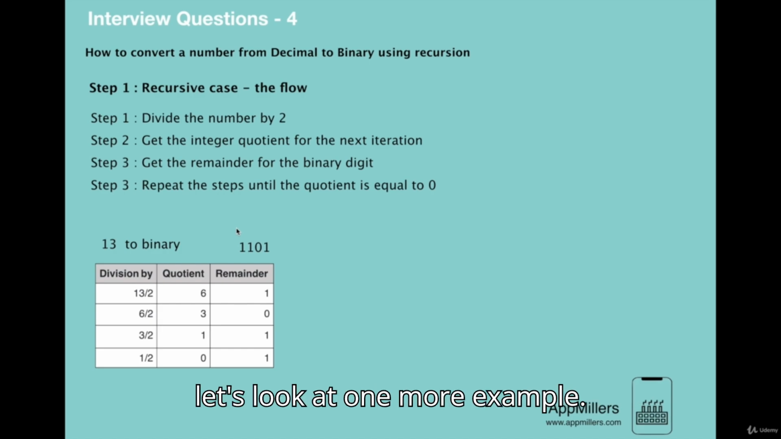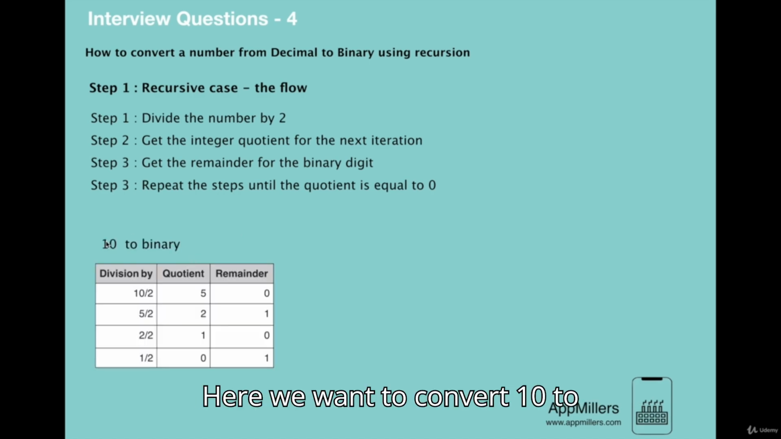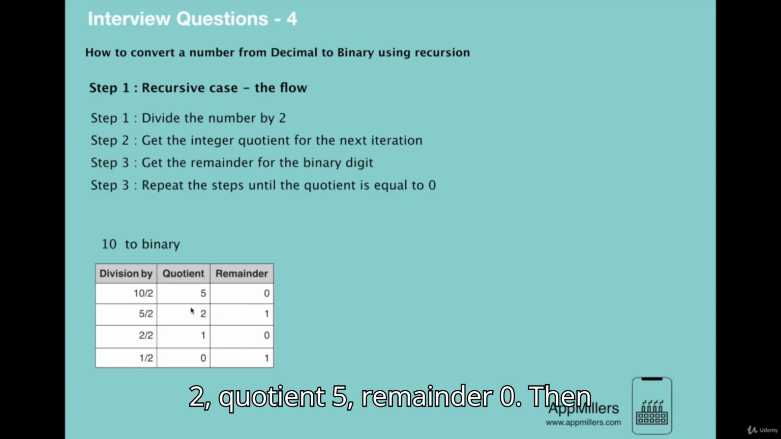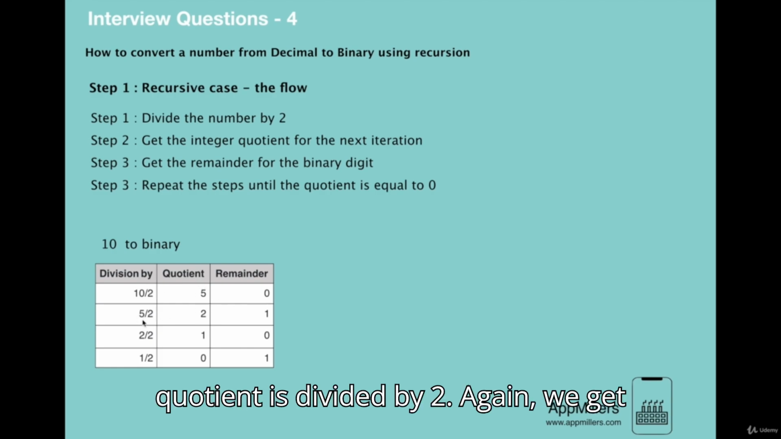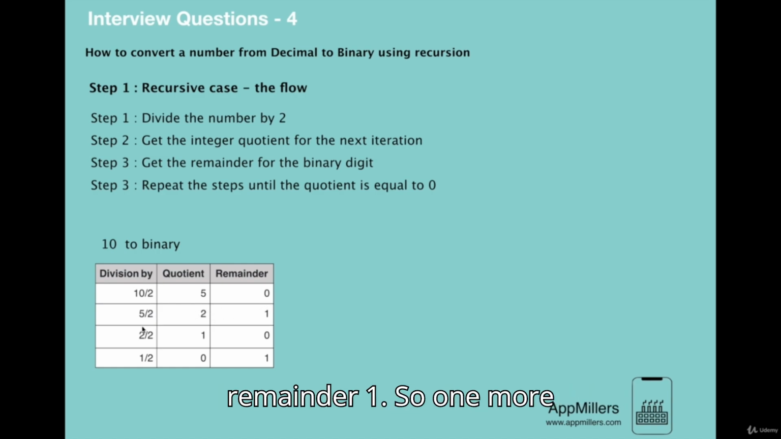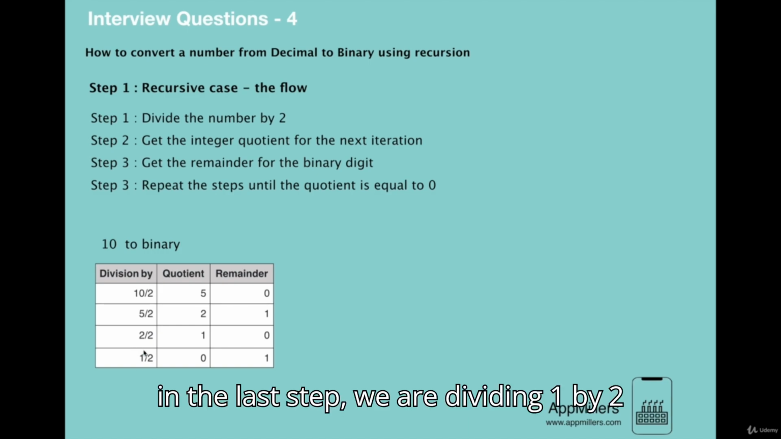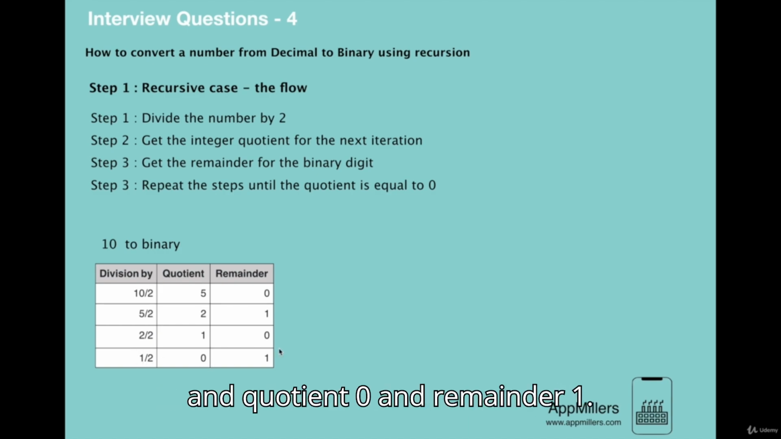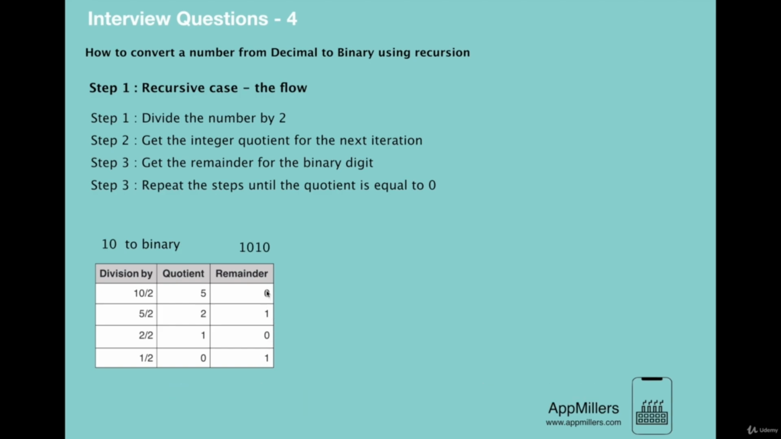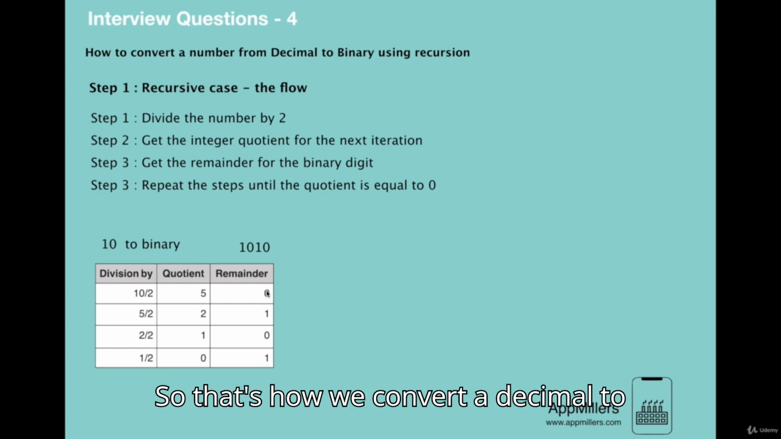So let's look at one more example. Here we want to convert 10 to binary. As you see, we divide 10 by 2, quotient 5, remainder 0. Then quotient is divided by 2. Again, we get another quotient, which is 2, and the remainder 1. So one more time, we divide it by 2, quotient 1, and remainder 0. And in the last step, we are dividing 1 by 2 and quotient 0 and remainder 1. So our binary number will be 1010. So that's how we convert a decimal to binary.